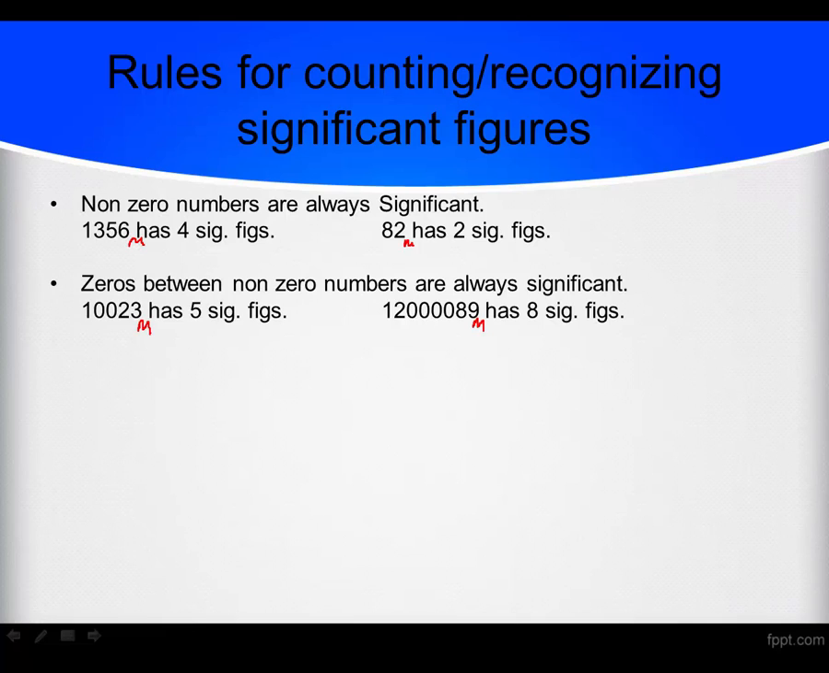This is a big number. I'm going to put some commas in here. There's a comma here, there's a comma there. 12,089,000, all of those zeros are sandwiched. Since they're sandwiched, they are significant, so that has 8 sig figs.